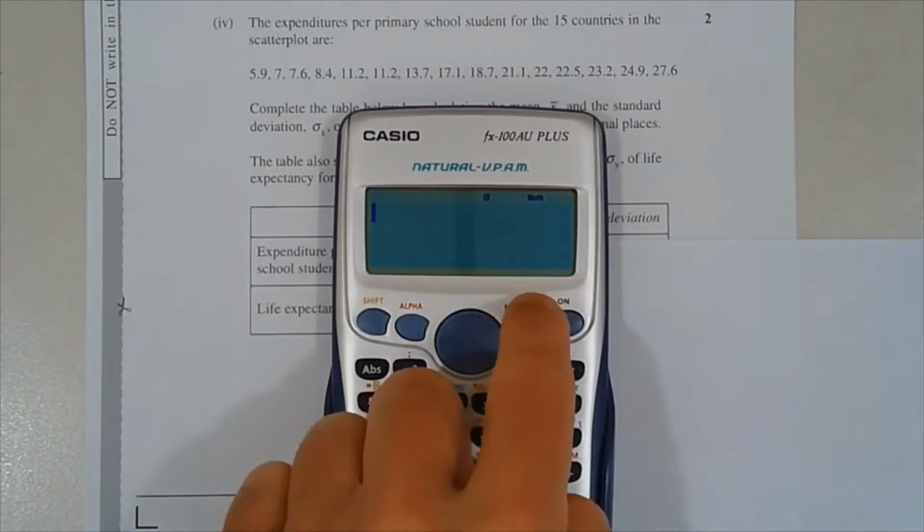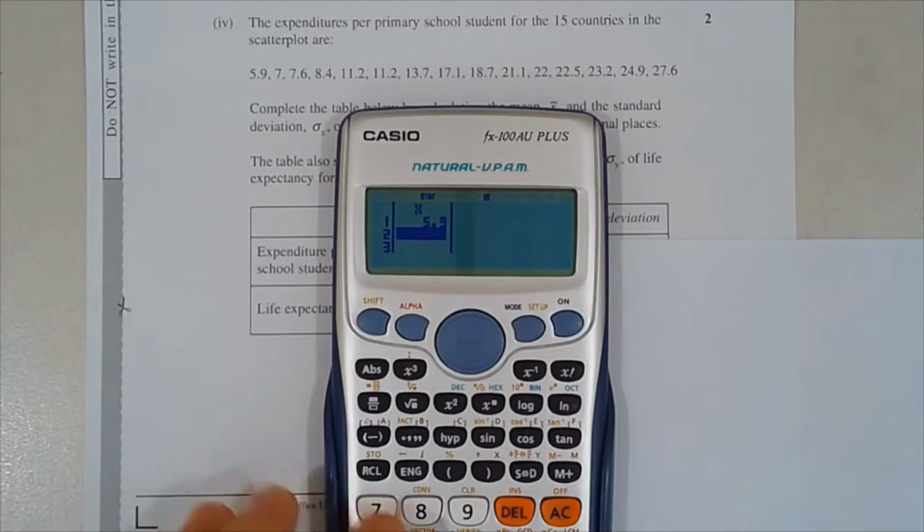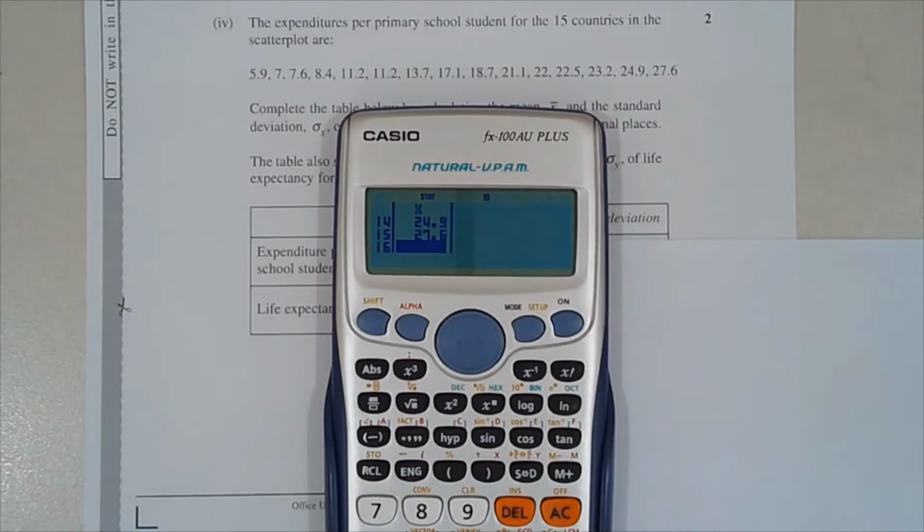So press mode and choose stat. Now on this calculator, the FX100 AU plus, it's number 3. On the FX82 AU plus or plus 2, it's mode 2. Okay, so 1 var, and then just type in the data. So 5.9, 7, 7.6, so all the way through to 27.6.